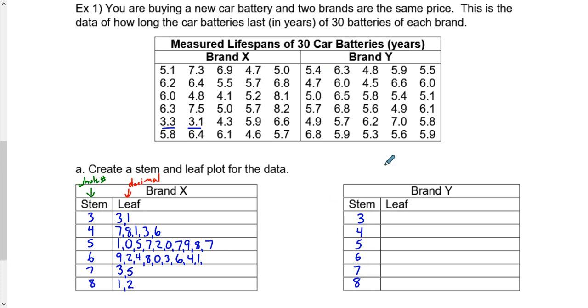So similar fashion, 5.4, 6.3, 4.8, 5.9, 5.5. So all of those values will get plugged into our chart. And therefore brand Y would look like this.